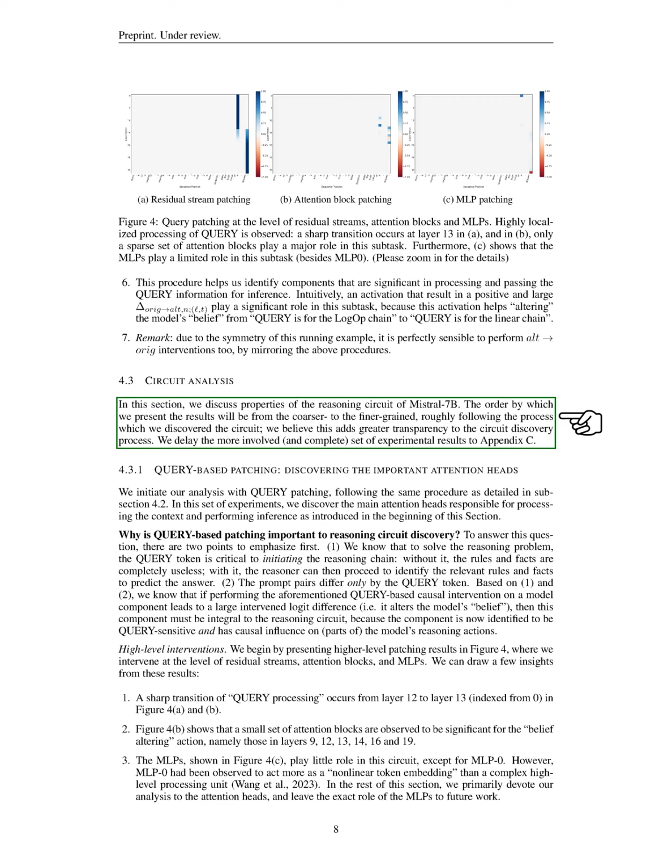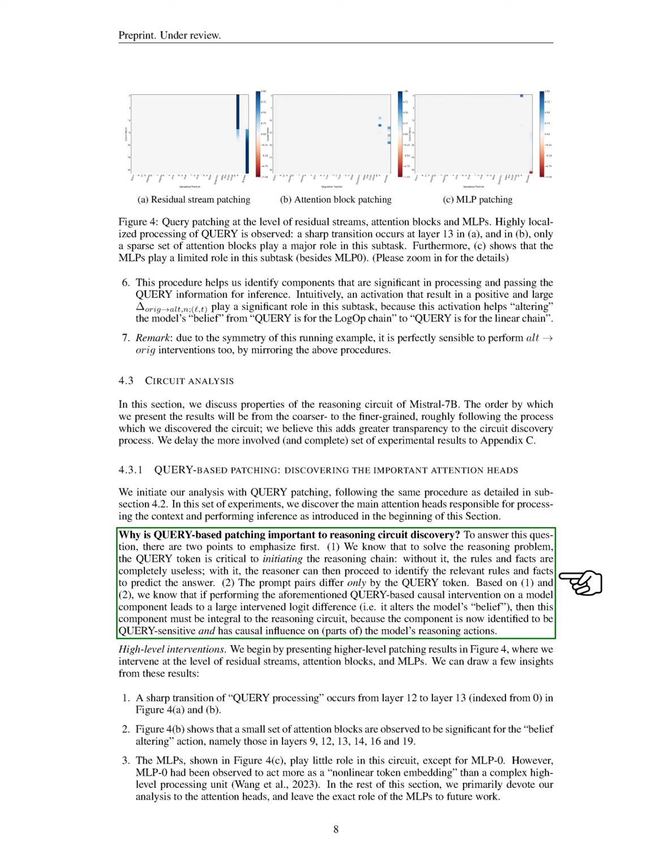In the next part, we analyze the reasoning circuit of Mistral 7B, presenting our findings from broader to more detailed aspects, which enhances the clarity of our discovery process. We reserve more complex experimental results for the appendix. We begin our analysis with query patching to identify the key attention heads involved in context processing and inference.